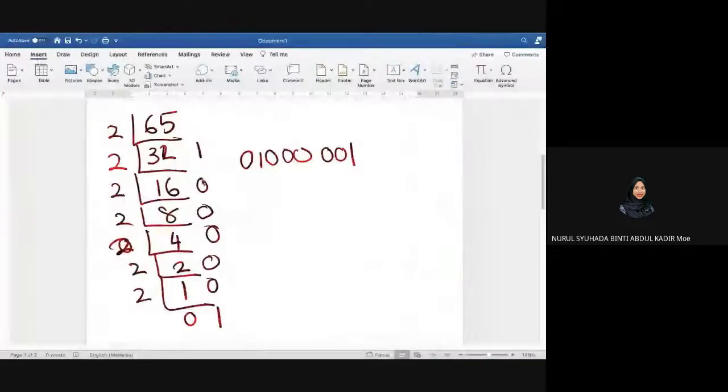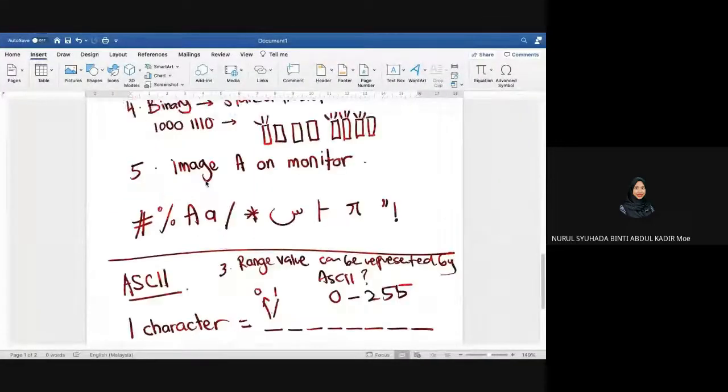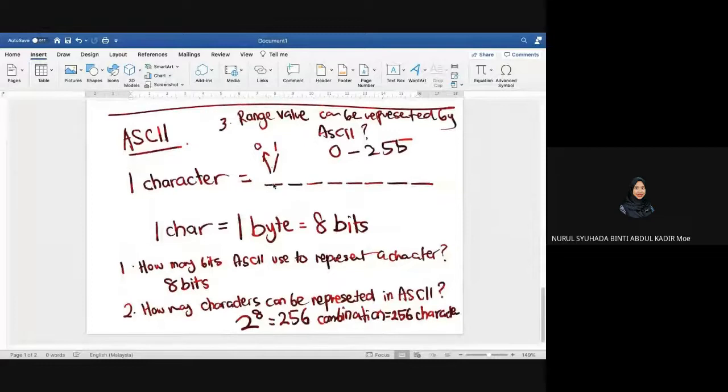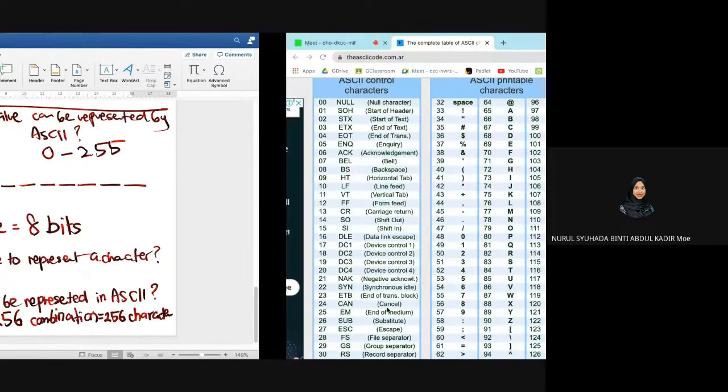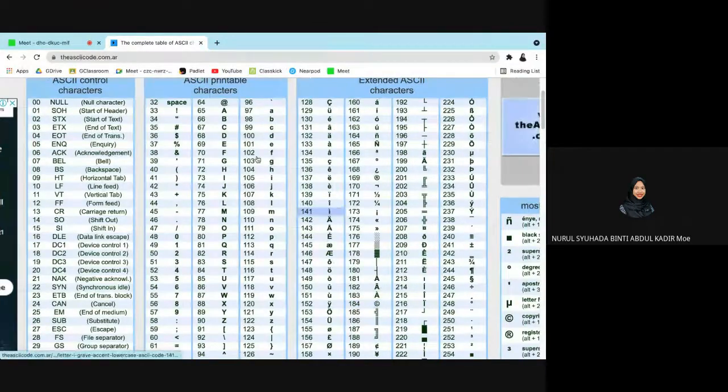So ingat balik yang tadi, contoh yang I tunjuk tadi. This one. Okay, 8 bit maksudnya 8 tempat kosong, 1 tempat kosong, it's either 0 or 1. Okay, you need to get the combination, so 2 to the power of 8, so you get 256 combination. Okay, if one combination is for one character, so kalau kita ada 256 combination, it means we're gonna have 256 characters only that can be represented by ASCII. Okay, clear tak untuk ASCII?